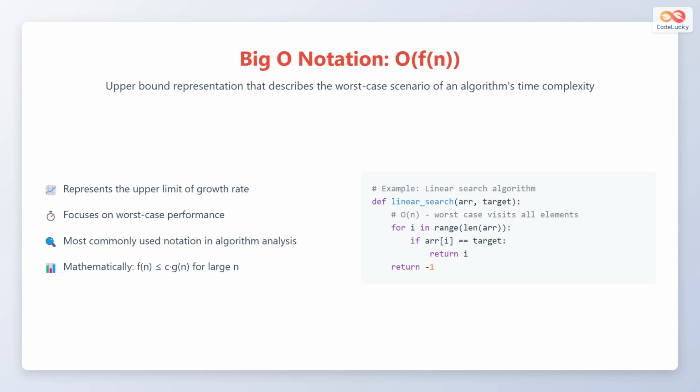Consider the example of a linear search algorithm in Python. In the worst-case scenario, the target element is not in the array, and the algorithm has to iterate through all n elements, resulting in a time complexity of O of n.